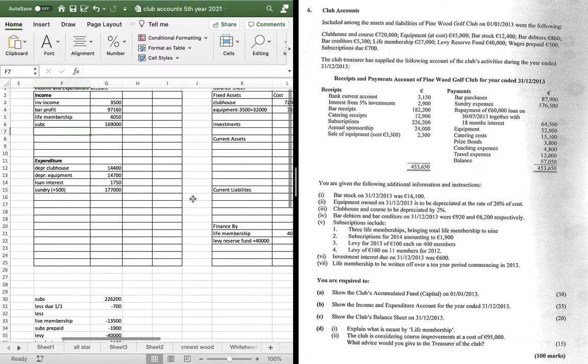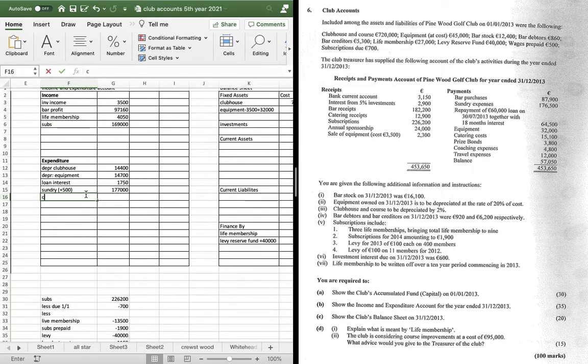Catering receipts will tie in with catering expenses. So we're going to get a catering loss in this question. So the expenses are bigger than the receipts. So it's 15,100 for the expenses, and we're going to take away the receipts of 12,900. That's 2,200 as a loss. Subs we've done. Annual sponsorship is income.